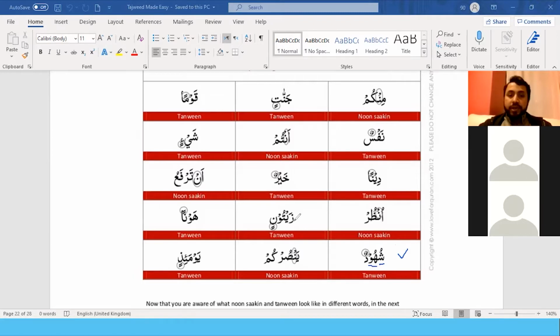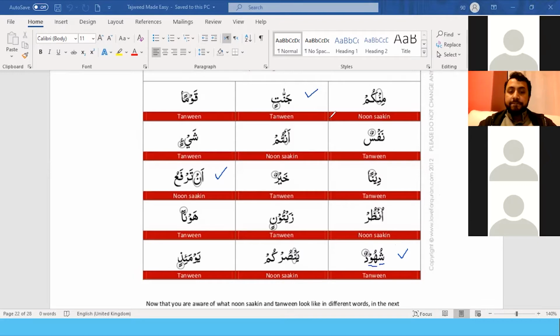Gianni, can you please recite this one for me? Antarfahu. Yeah, excellent, mashallah. Abbas, can you recite this one for me, please? Jannatin. Excellent, mashallah. Okay, so I think we've got the gist of it.